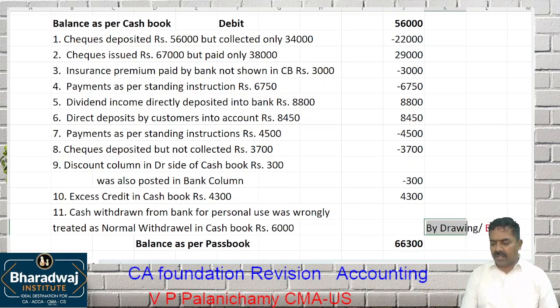Instead of recording by drawings, we recorded it as cash. Anyhow, it is recorded in the bank column. For the 11th one, no reconciliation, because no difference will come. So take up this.